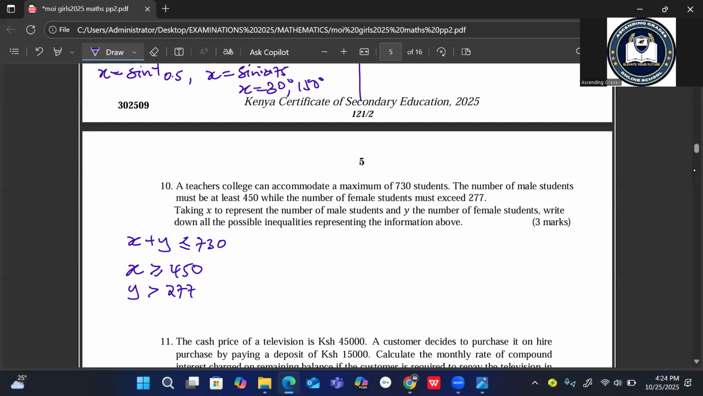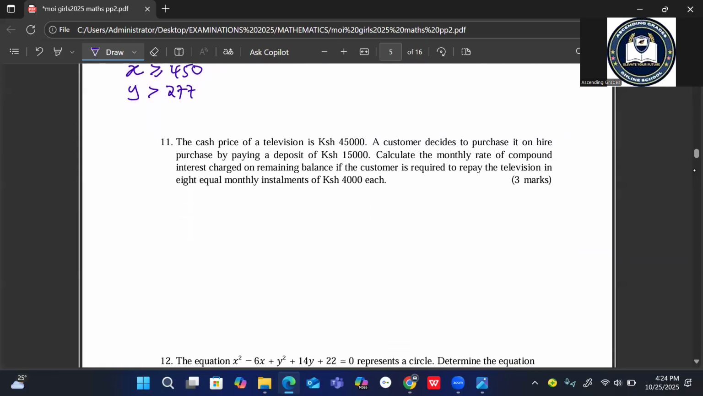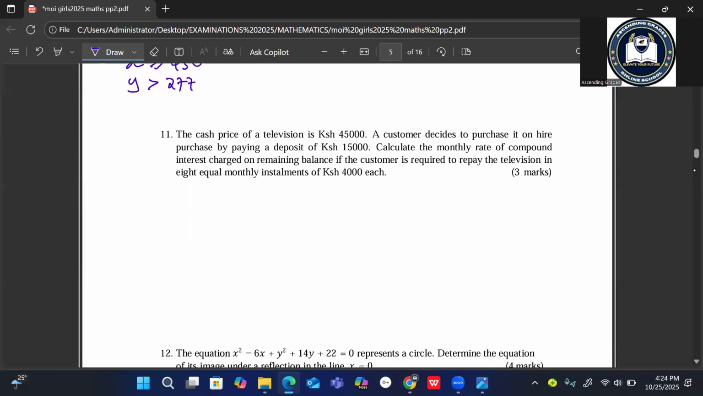Then we move to the next question, that is question 11. The cash price of a television is 45,000. A customer decided to purchase it in hire purchase by paying a deposit of 15,000. Now calculate the monthly rate of compound interest charged on the remaining balance if the customer is required to repay the television in 8 equal monthly installments of 4,000 each. So we are supposed to find the rate.